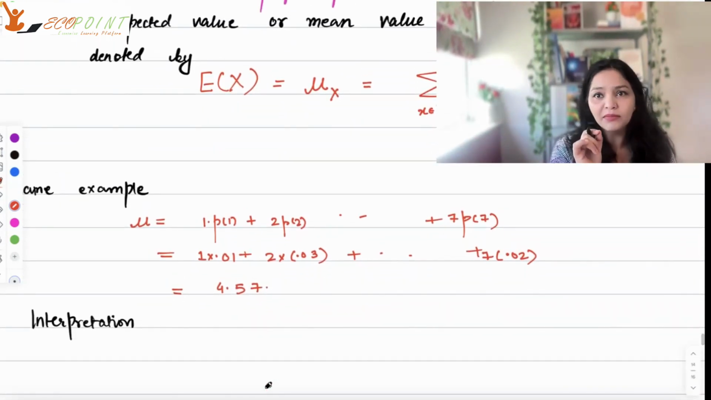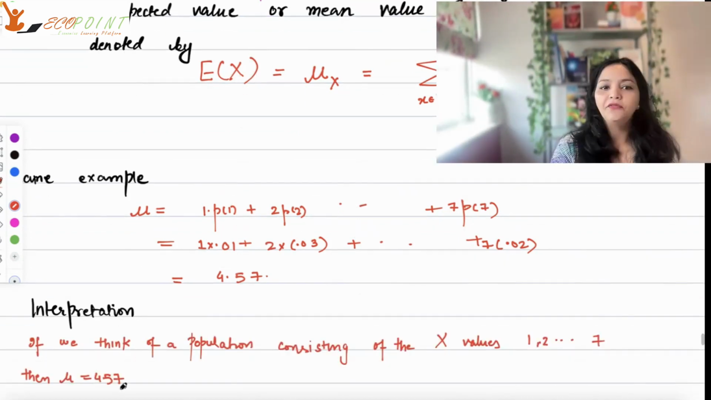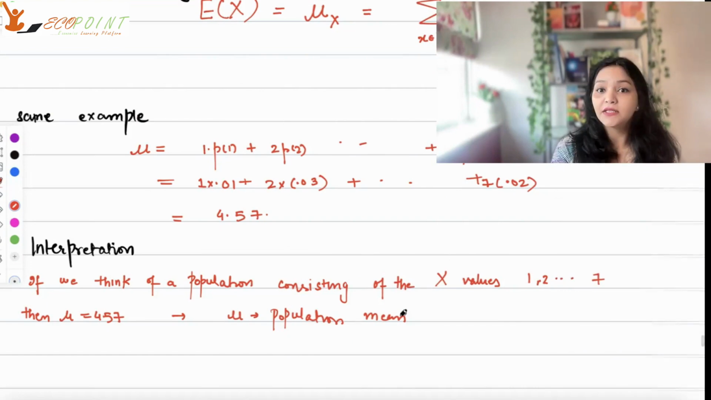Now, there's something important that you must observe with this example. Why I'm doing it in detail is for you to understand the interpretation of this. If we think of a population consisting of the x values as 1, 2, so on and so forth till 7, then mu, the mean, the average turns out to be 4.57. And here we will take mu as the population mean rather than the mean of x.